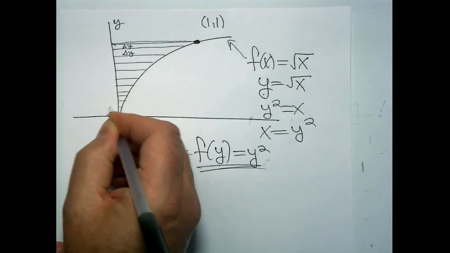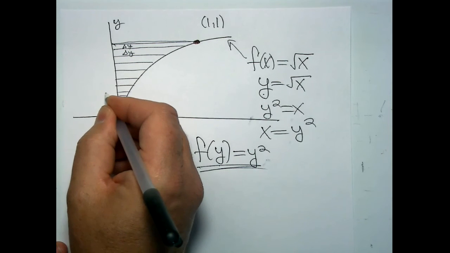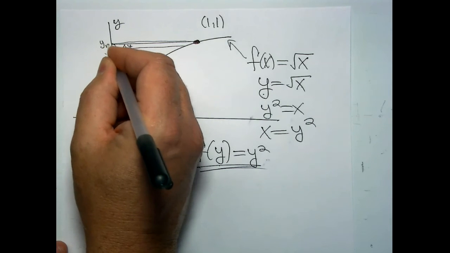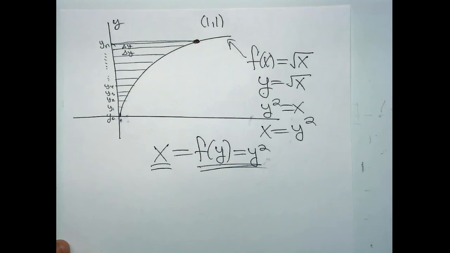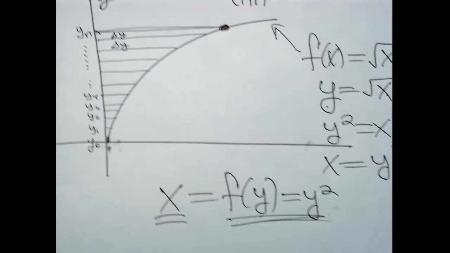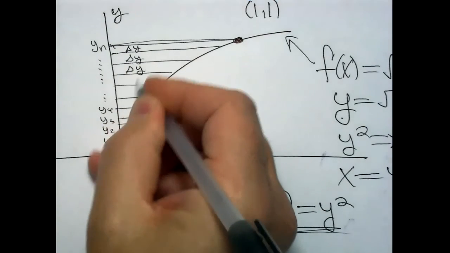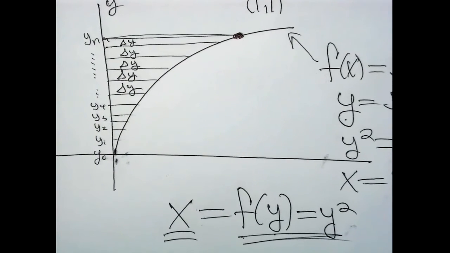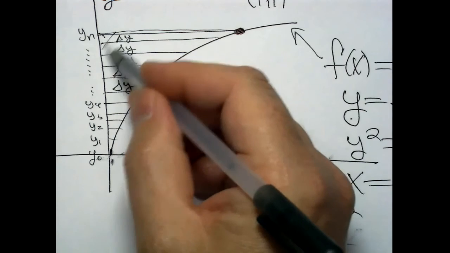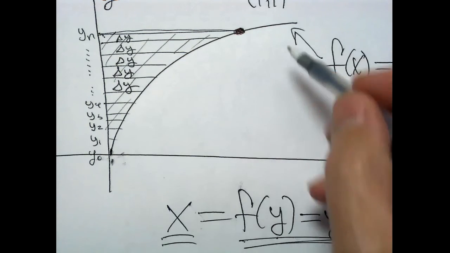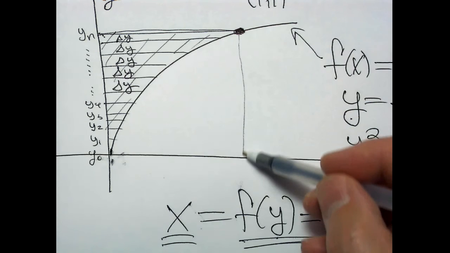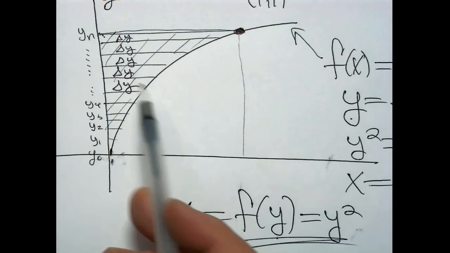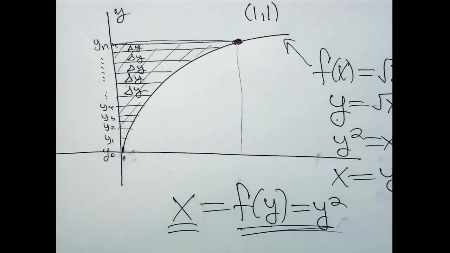This would be y0, this would be y1, y2, y3, y4, all the way up to y sub n. These are all my delta y's. These are my widths. So let's see if we can put this together. Can I get the exact area, meaning in here? If I did the area under the curve, you can see that that would be a different space. In fact, there's more area under the curve than there is up against the y-axis.